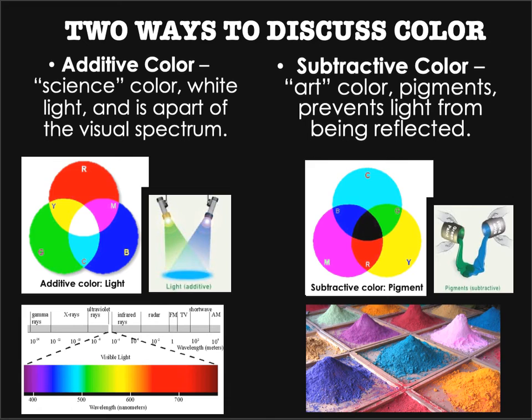Then we have subtractive. We are subtracting. We are taking away that white light and we are making it what we want it to be. So additive colors are things that are pure. Colors are added up to form white light. On the other hand, subtractive colors are impure, because we are subtracting that white light from happening.